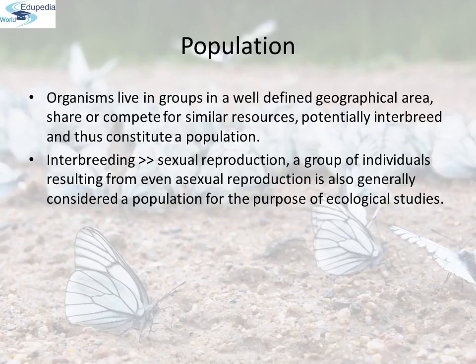Population. In nature, we rarely find isolated single individuals of any species. The majority of them live in groups in a well-defined geographical area, share or compete for similar resources, potentially interbreed, and thus constitute a population. Although the term interbreeding implies sexual reproduction, a group of individuals resulting from even asexual reproduction is also generally considered a population for the purpose of ecological studies.